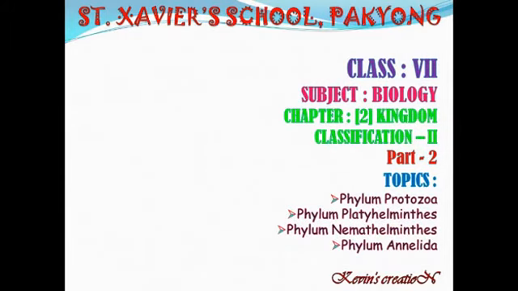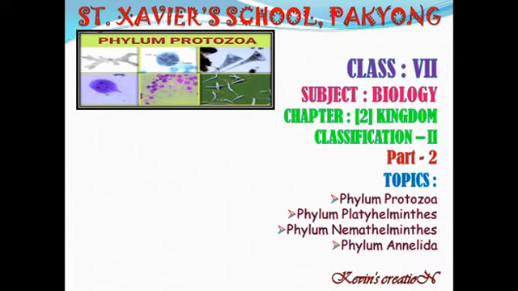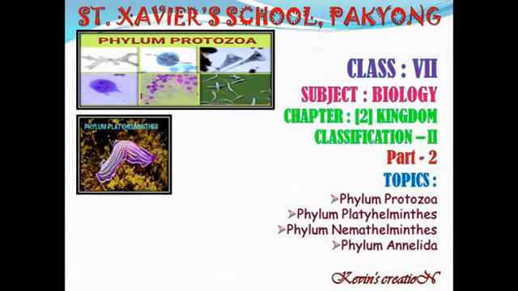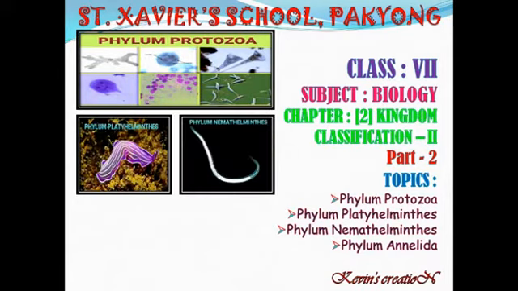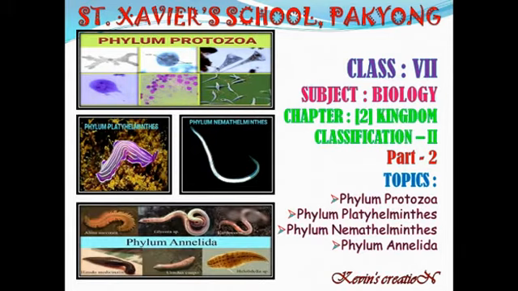Today in this video we'll be learning about Kingdom Classification 2, that is your chapter 2. We have already done one part of it. This is the second part. The topics which we are going to cover today are Phylum Protozoa, Phylum Platyhelminthes, Phylum Nemathelminthes and Phylum Annelida. So 4 phyla we are going to cover in this video.